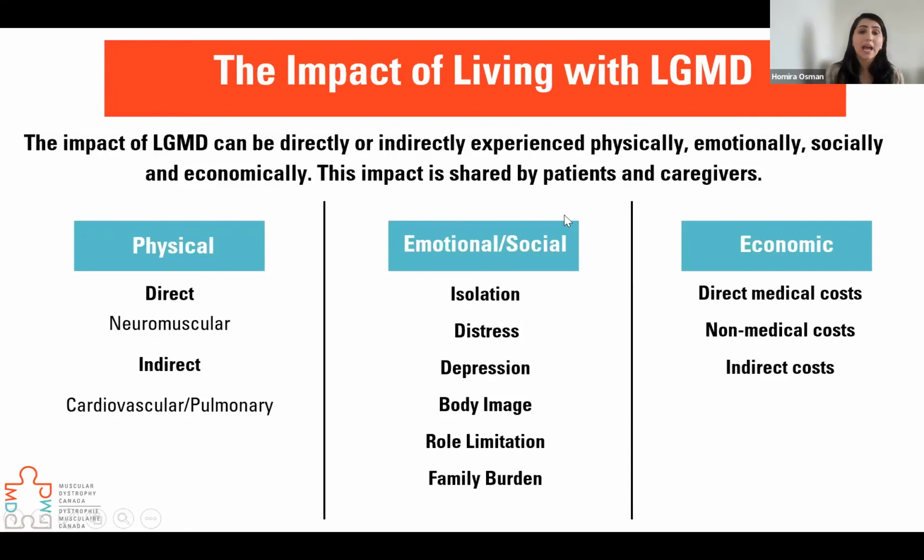This slide really helps to capture that impact of living with limb-girdle muscular dystrophy. There's this physical impact, that direct impact on health. But there's also some indirect impacts outside of those muscles, like on cardiovascular, pulmonary. There's that emotional and social impact, can lead to isolation, distress, depression, some challenges with body image, limitation in participating in certain roles or activities, and has the potential for impacting not only the person, but also family members as well. There's also an economic impact, as already been shown.